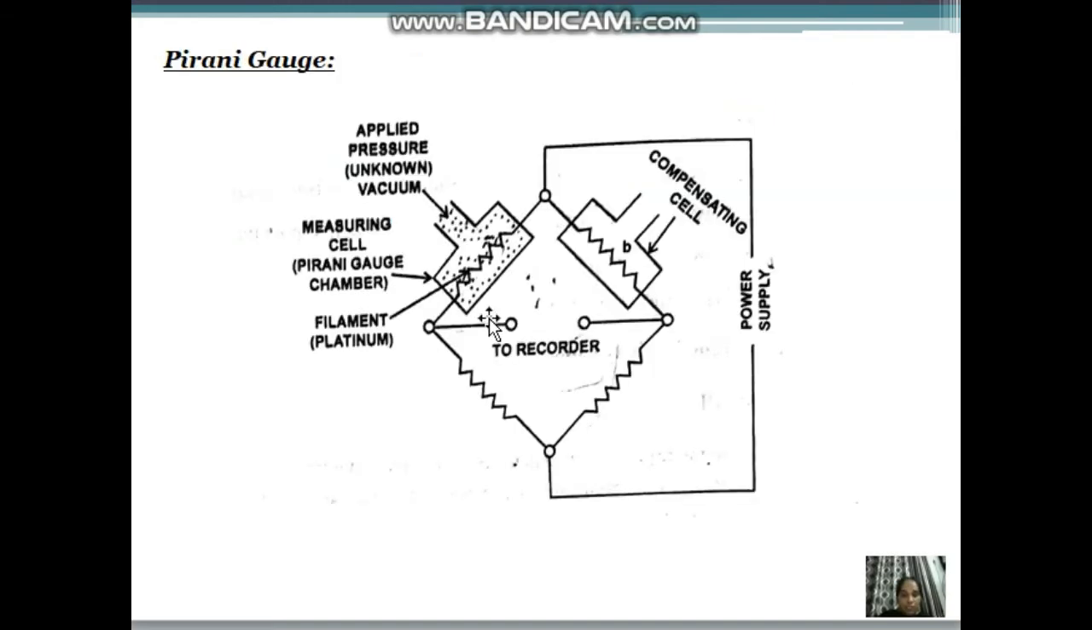So coming to the construction of the Pirani gauge, we have a Pirani gauge chamber enclosing a platinum filament, and a compensating cell to minimize radiation effects caused due to ambient temperature changes. Both the Pirani gauge chamber and the compensating cell are housed in a Wheatstone bridge circuit. Now you will see the operation of this Pirani gauge. A constant current is passed through the filament in the Pirani gauge chamber.